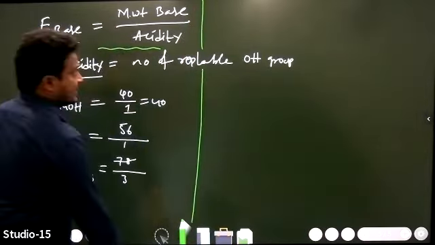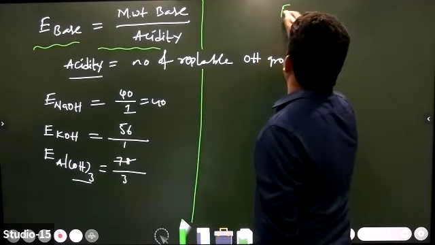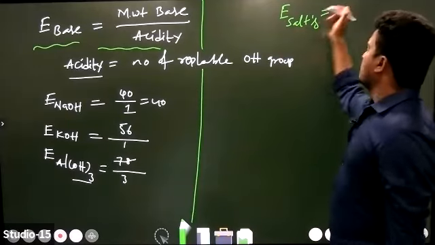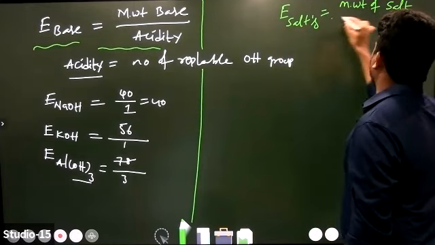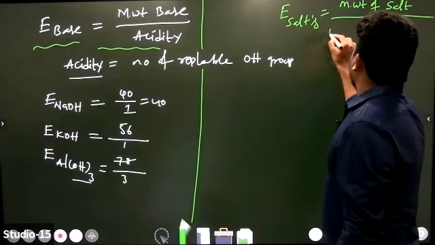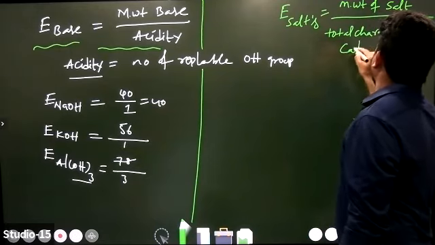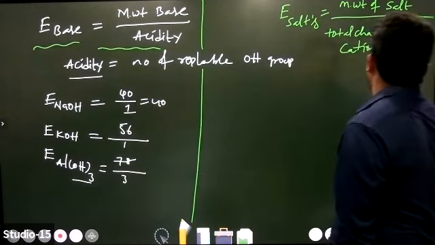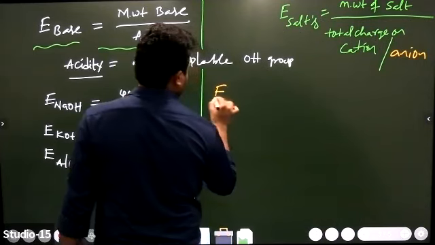Now, calculation of equivalent weights of salts. Equivalent weight of salt is equal to molecular weight of salt or formula weight of salt over total charge on cation or anion. Take any one, only one. Total charge on cation or anion. Take any one. For example, equivalent weight of NaCl.